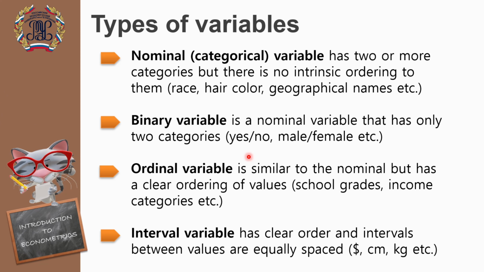The interval variable has a clear order and intervals between the values are equally spaced. For example, dollars, centimeters, kilograms, and so on. You see, the difference between $10 and $20 is the same as between $30 and $20. But if we're talking about high income, middle income, and low income, the difference between the low income and middle income may not be the same as the difference between the high income and the middle income. These are basic types of variables.